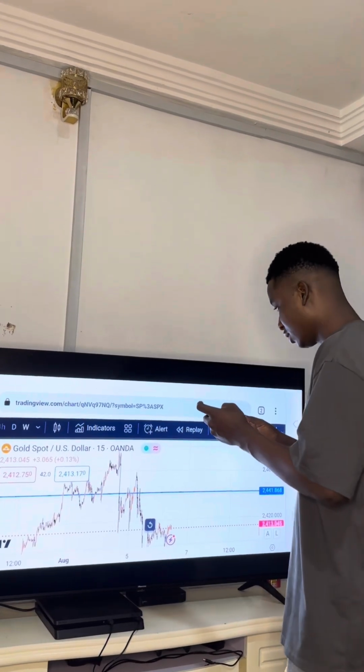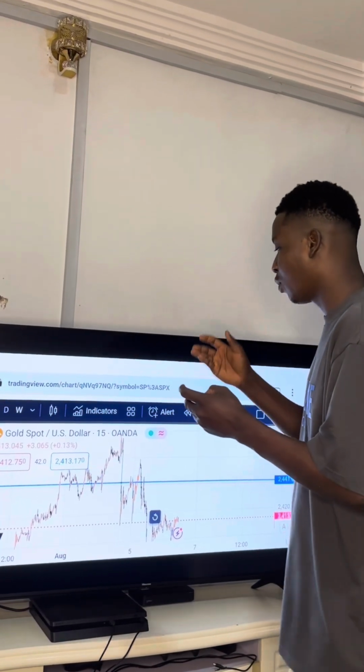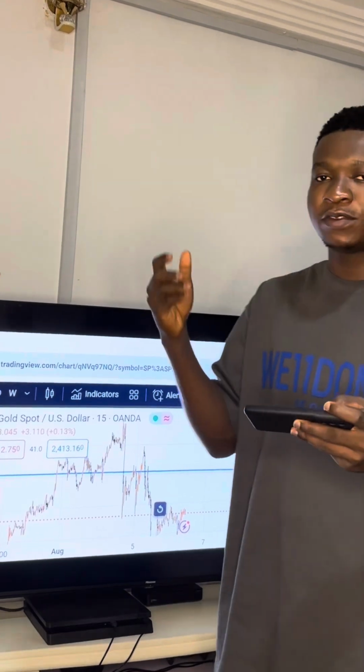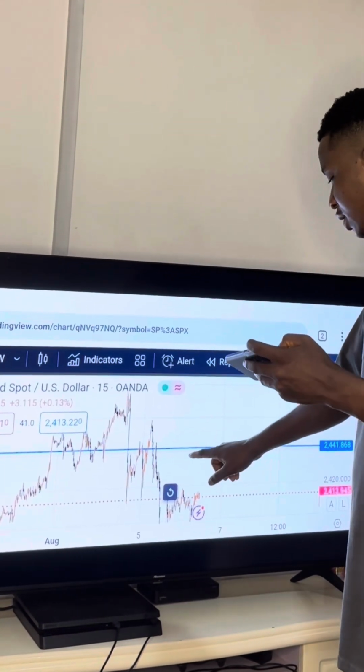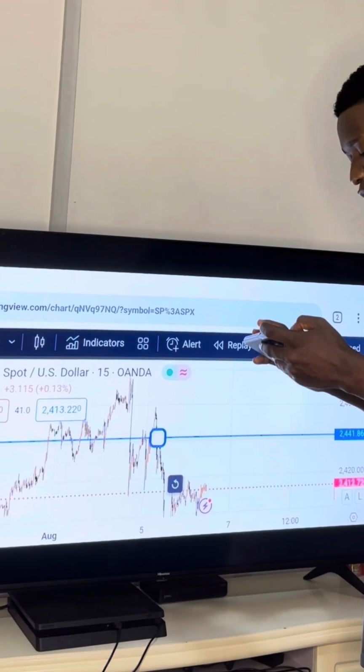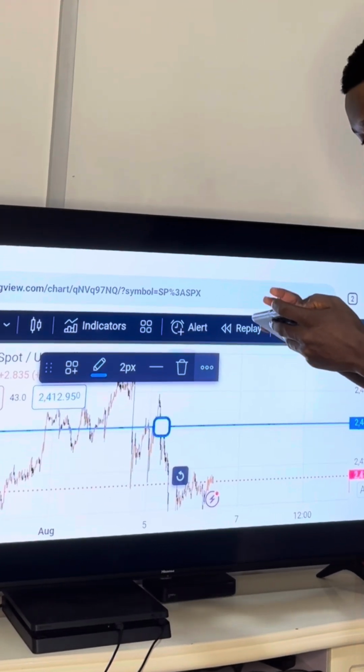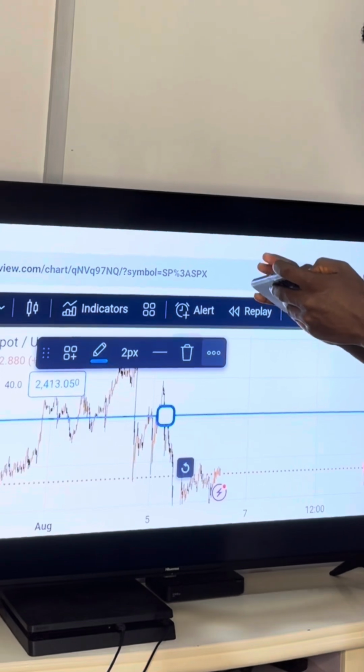Psychological zones are mostly a difference of 50 pips. Now you can see this line I drew here. You can just correct yourself and retype it. Let me show you something.